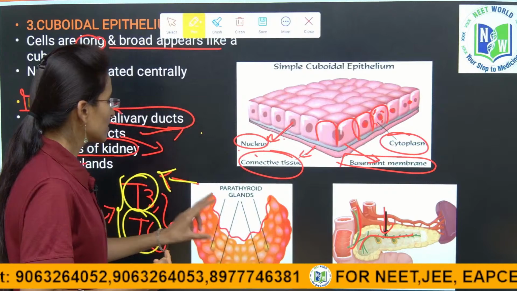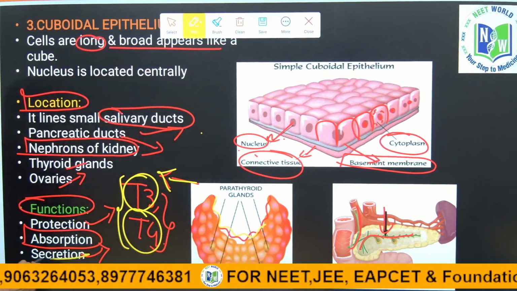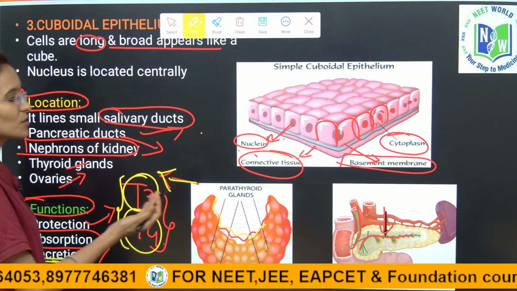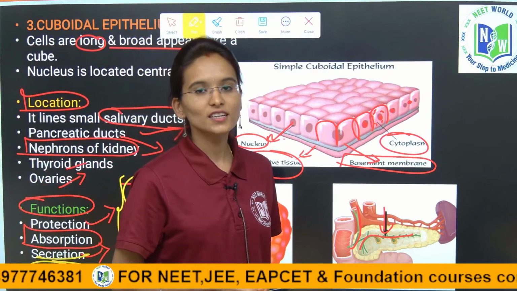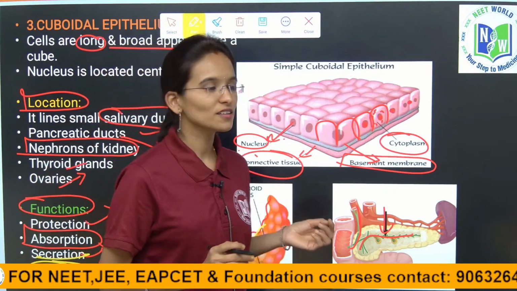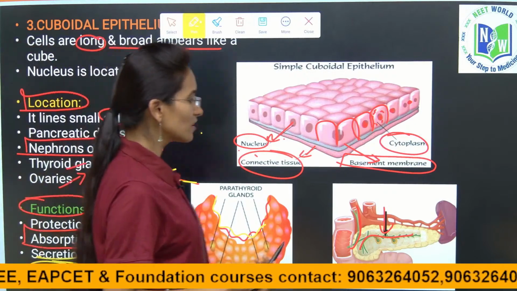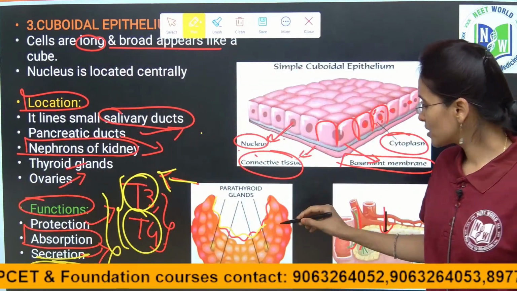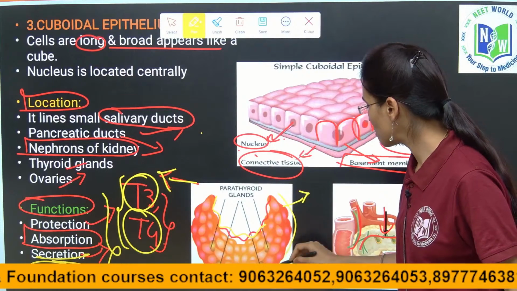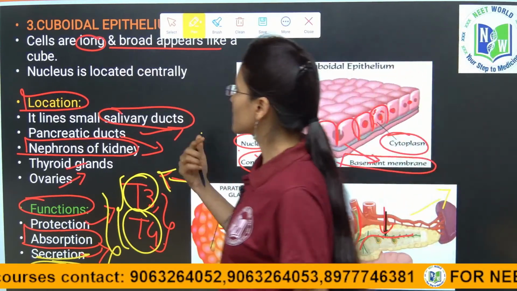Clear? Next, they are also involved in secretion because they are present in the nephrons of the kidney, where they secrete the waste material in the form of urine. So these four are the most important functions you need to remember. If you remember this thyroid gland diagram and the next one, the pancreas, it will be enough.